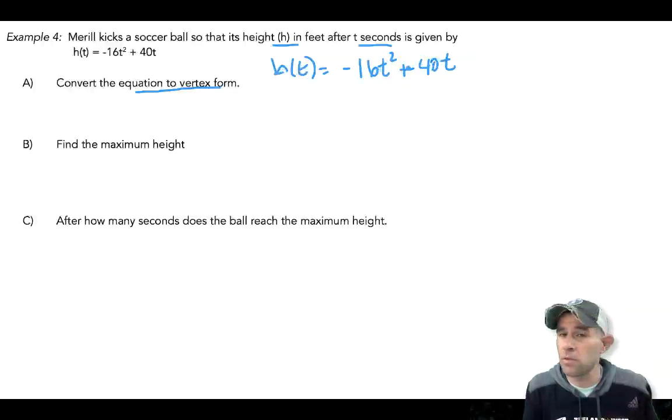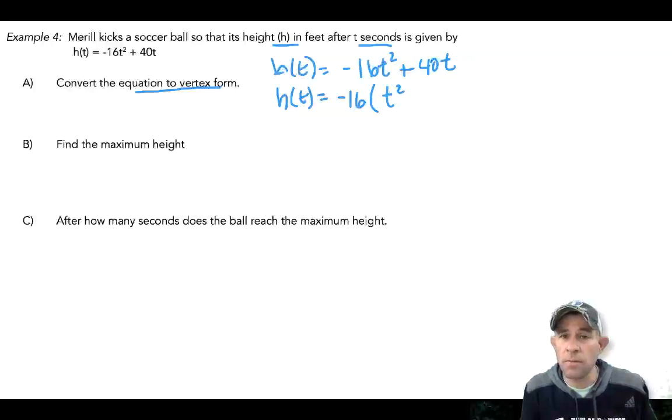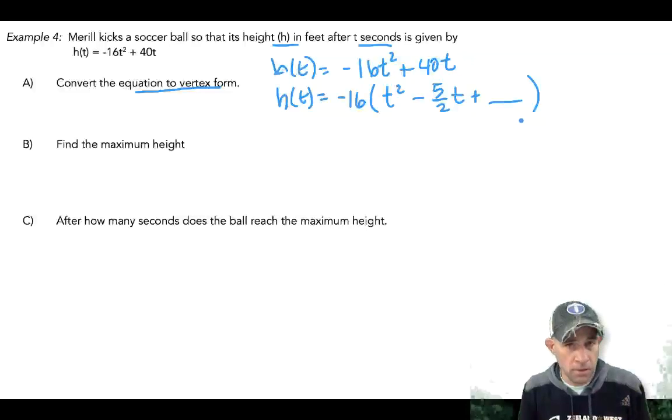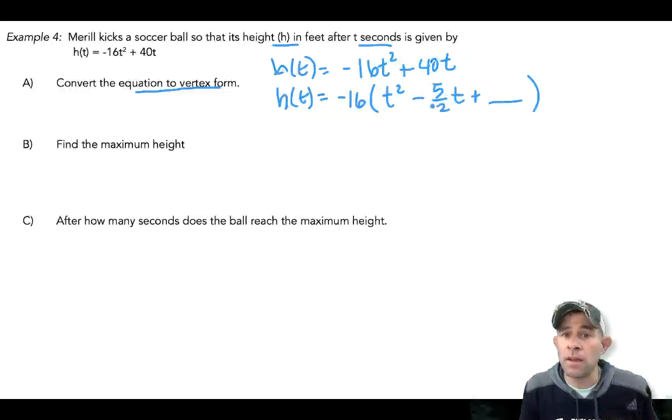We need to get t squared by itself, so I need to factor out this negative 16. So I'll write h of t equals negative 16. And if I pull that out of a t squared, I get t squared. And if I pull a negative 16 out of a positive 40, I'm actually going to end up with negative 5 halves t. Okay, now I'm going to leave my little blank spot there so that I can complete the square and form a perfect square trinomial. And by doing that, I need to take half of -5/2.